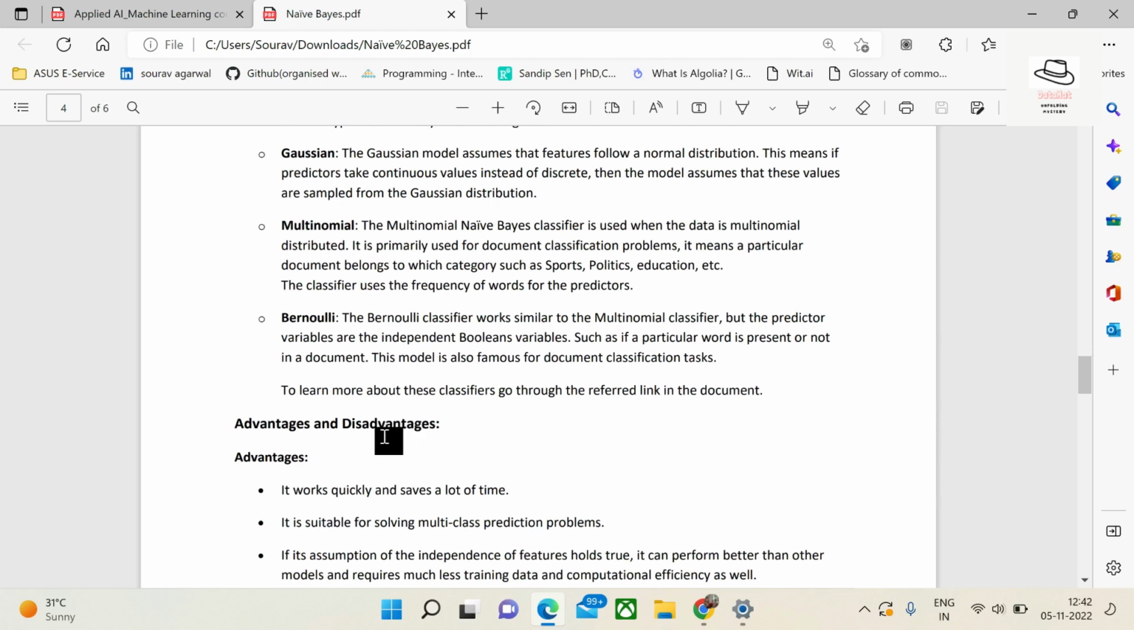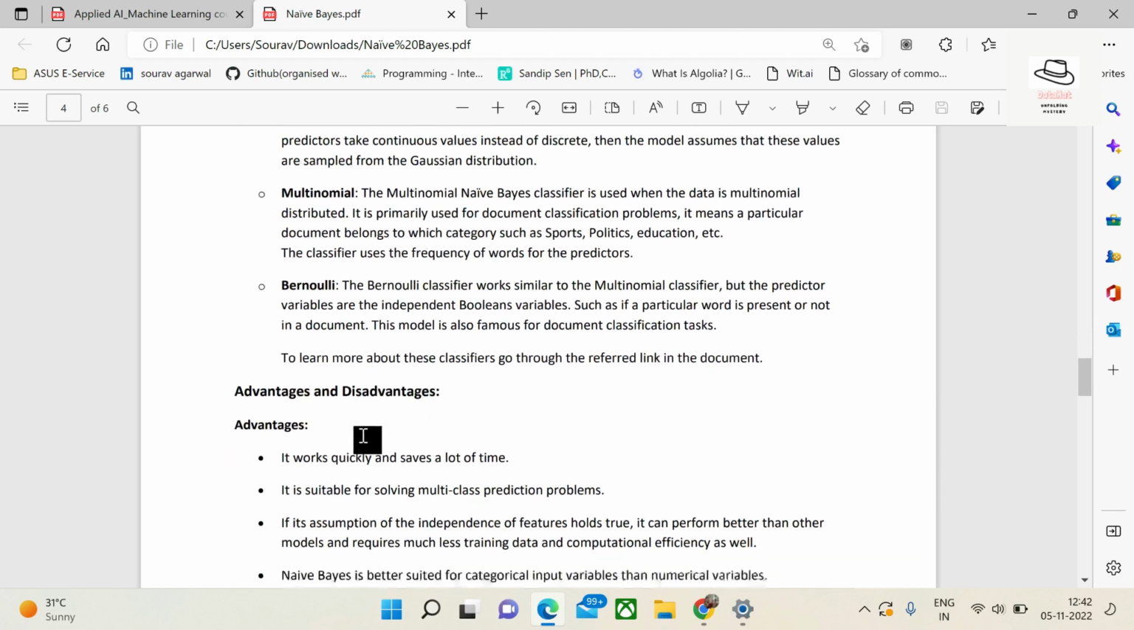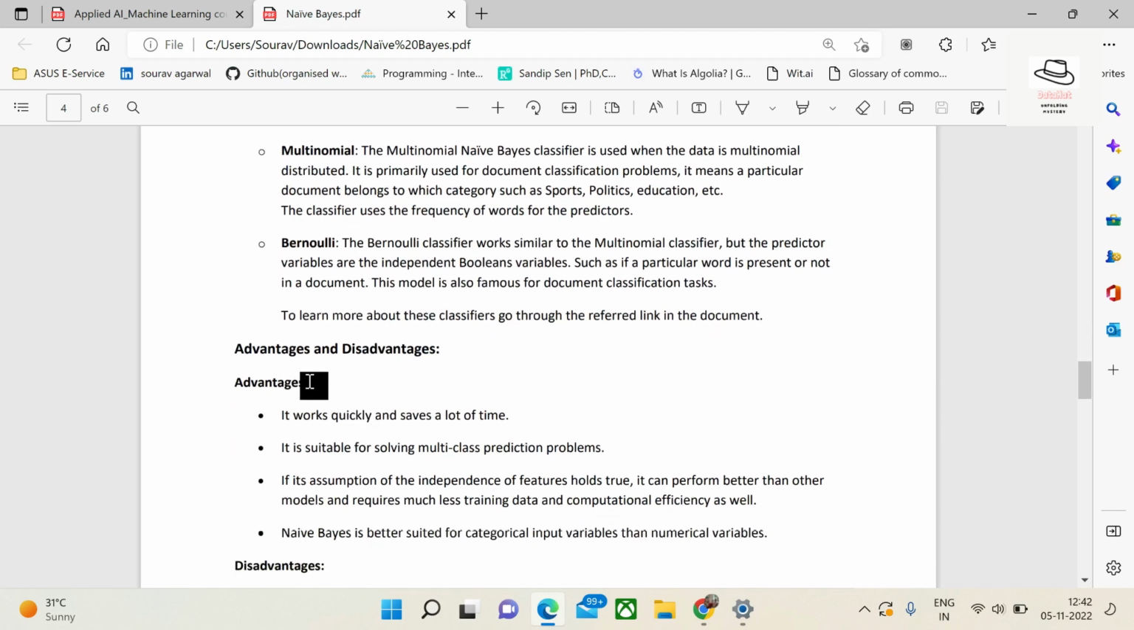Now we shall look at the advantages and disadvantages of naive Bayes classifier. So naive Bayes classifier is a quick to use or computationally less expensive model. It is suitable for solving multi-class prediction problems. At the same time, it has the advantage of working with high dimensional datasets. As you understand, text datasets usually have a large corpus, and the dimensionality in text based problems or NLP based problems is large. So naive Bayes classifier is able to handle larger dimensionalities.